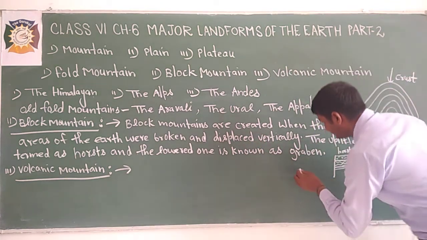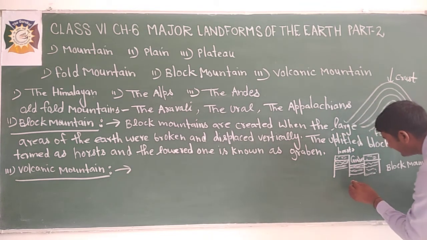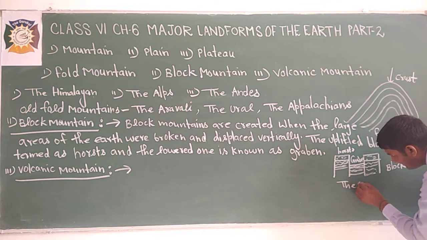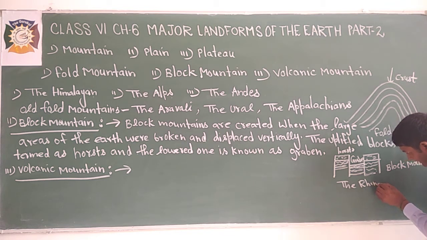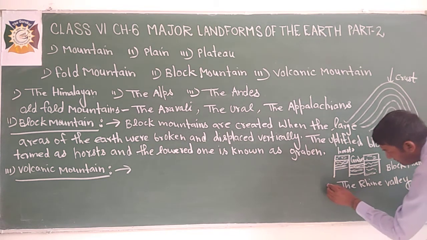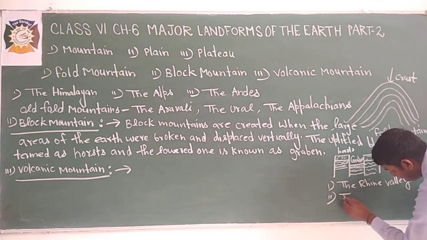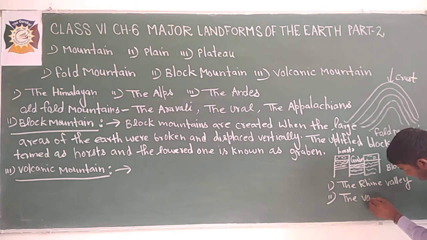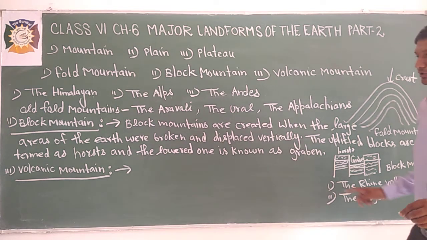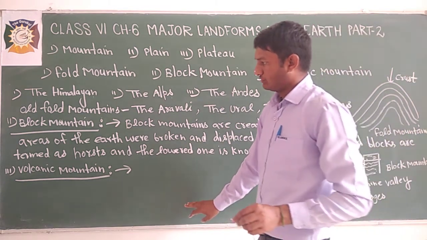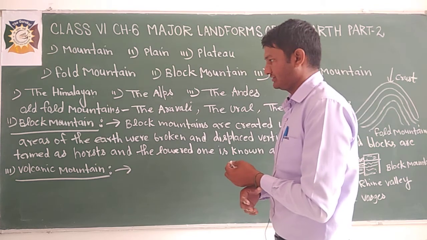The Rhine Valley, dear students, the Rhine Valley, is the first one, and the second one is known as the Vosges. These are the examples of the block mountain. Now let us come to know about the third one, volcanic mountains.